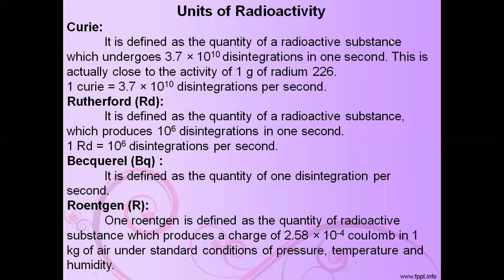Next one is Rontgen. So 1 Rontgen is defined as the quantity of radioactive substance which produces a charge of 2.58 into 10 power minus 4 coulomb in 1 kg of air under standard conditions of pressure, temperature and humidity. Okay, so this is the Rontgen unit.